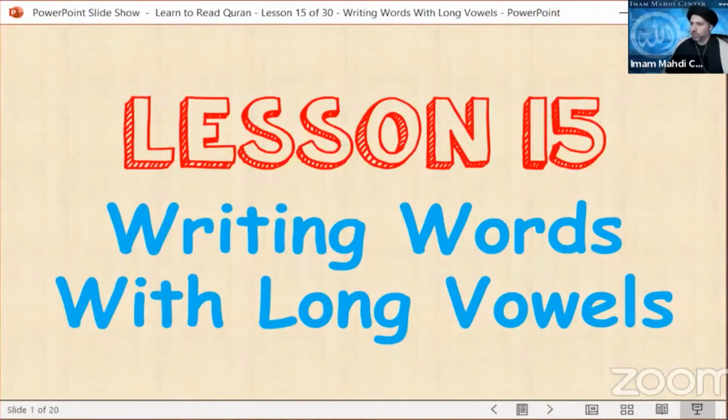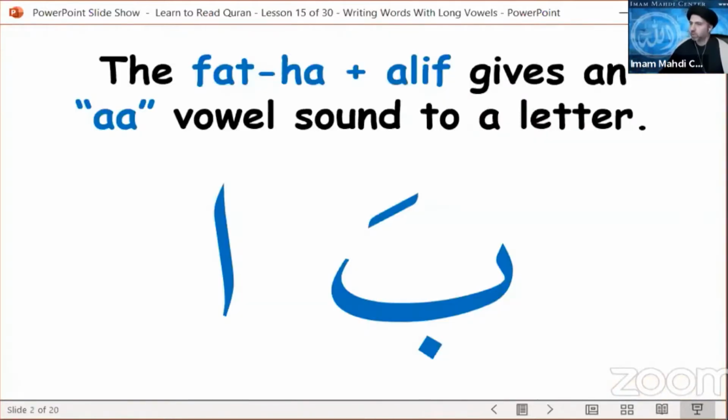Tonight will be our 15th lesson on learning how to read the Holy Quran, and in this lesson we're going to continue our discussion on long vowels. Our previous lesson introduced us to the long vowels, that there are 3 long vowels. Each one of them is called a mad, and that each one is produced by a certain combination.